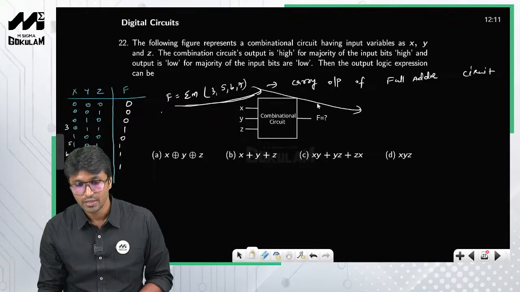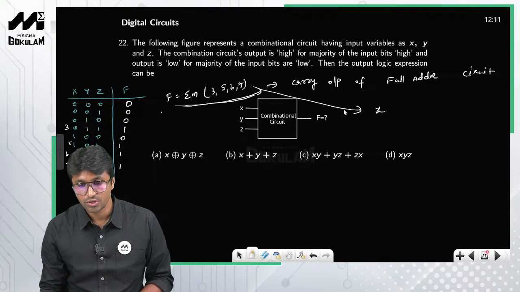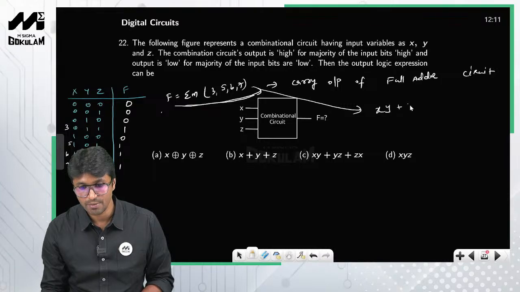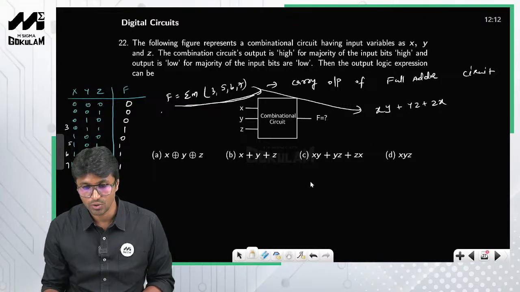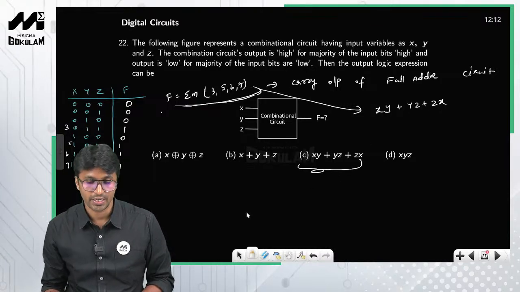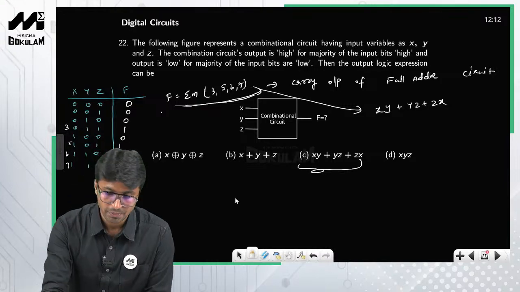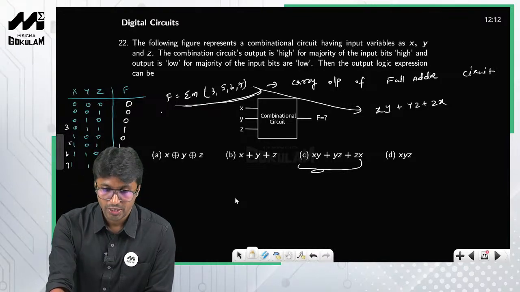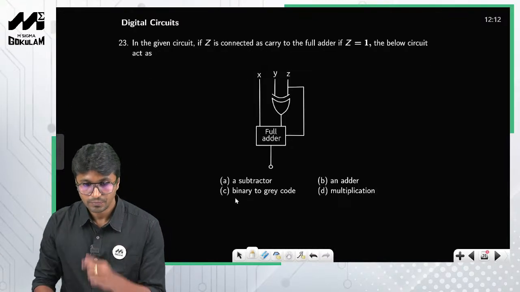So what will be the simplified equation? If you enter this into the K-map and simplify, what is it that you get? xy plus yz plus zx. So what is the answer? C is the correct answer. So this is how you solve this particular problem. Now let us move on to the next question.